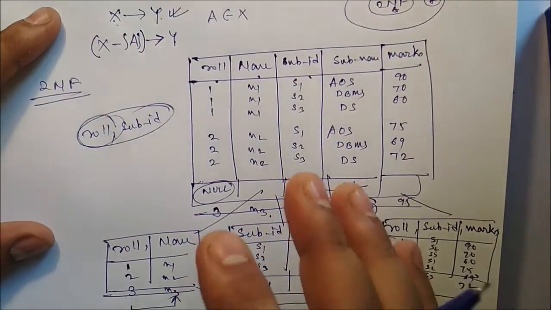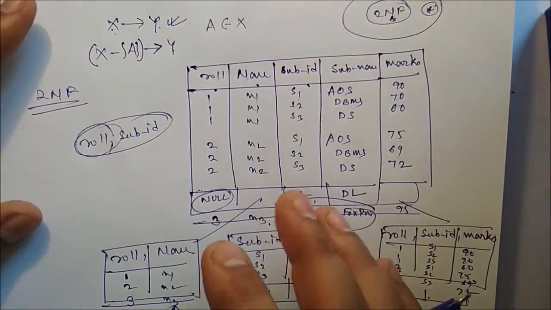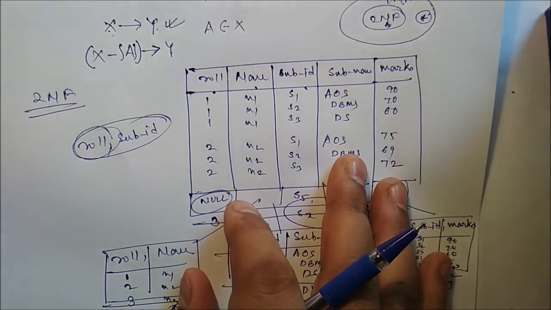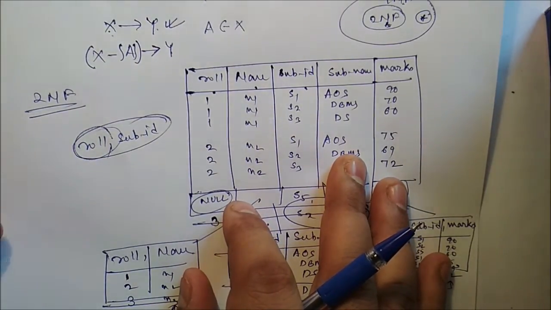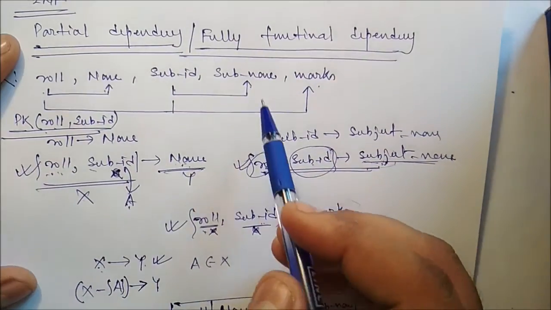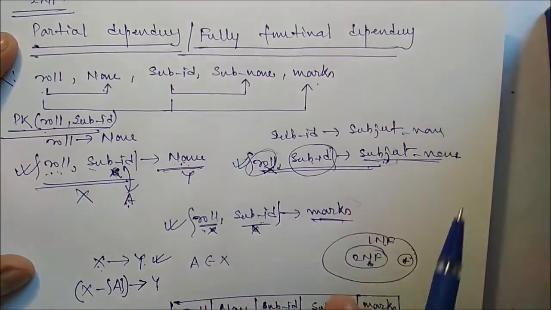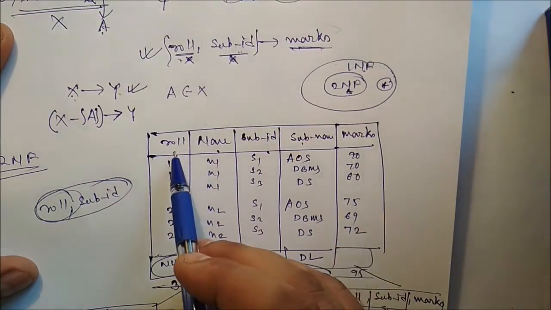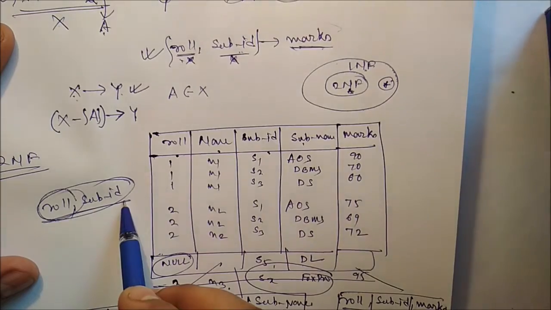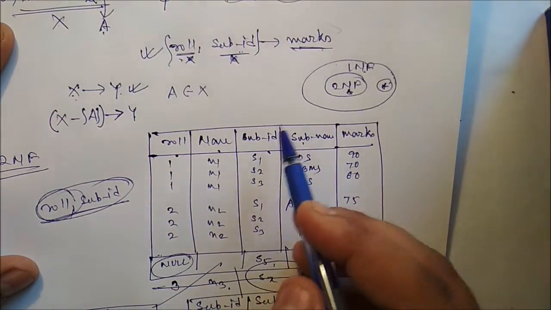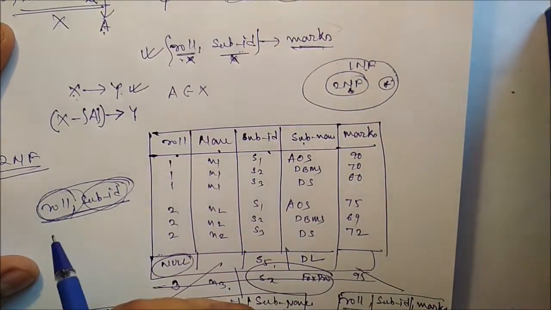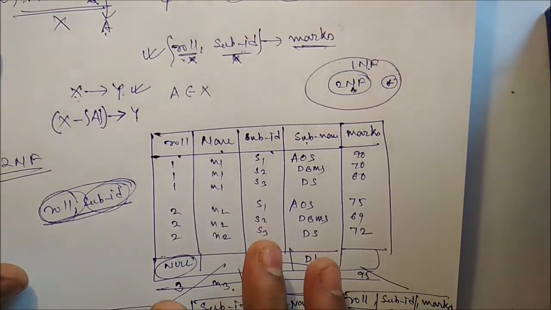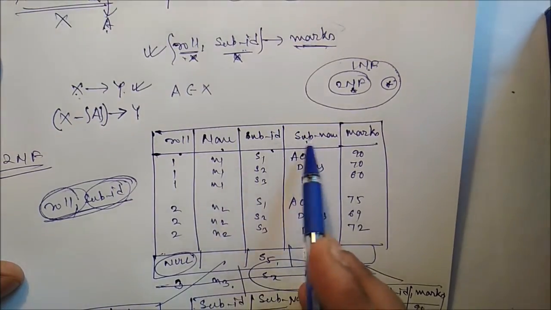Just for revision: relation R is in 2NF if every non-prime attribute A in R is fully functionally dependent on the primary key. So here you can say subject name is a non-prime attribute, but it is not fully dependent on the primary key, roll number and subject ID. So hence it is not in 2NF. It is partially dependent on subject ID. Or no partial dependencies should exist. So partial dependency is there.